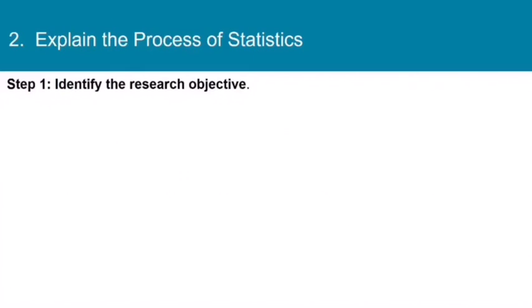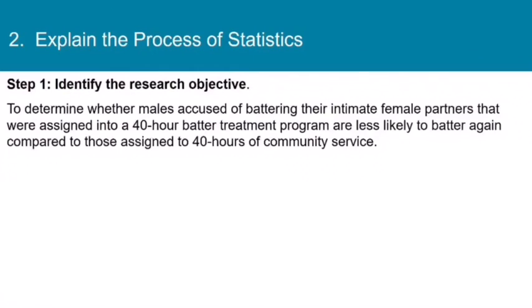Step 1 in the process of statistics is to identify the research objective. Well, what were they trying to find out in this experiment? They were trying to find out if their batterer treatment program was effective or not. So we could say that the research objective is to determine whether males accused of battering their intimate female partners that were assigned into a 40-hour batterer treatment program are less likely to batter again compared to those assigned to 40 hours of community service.